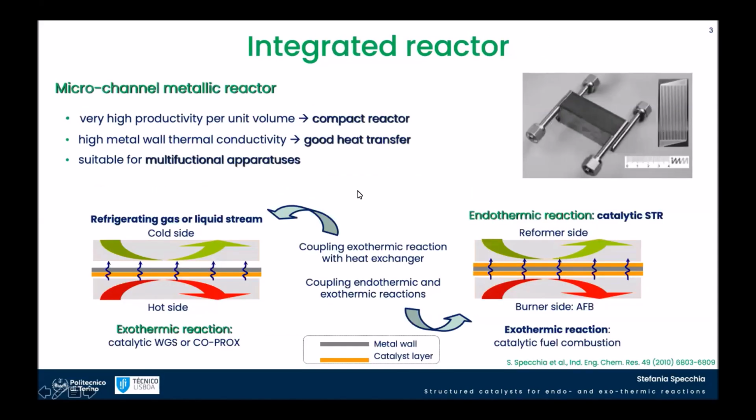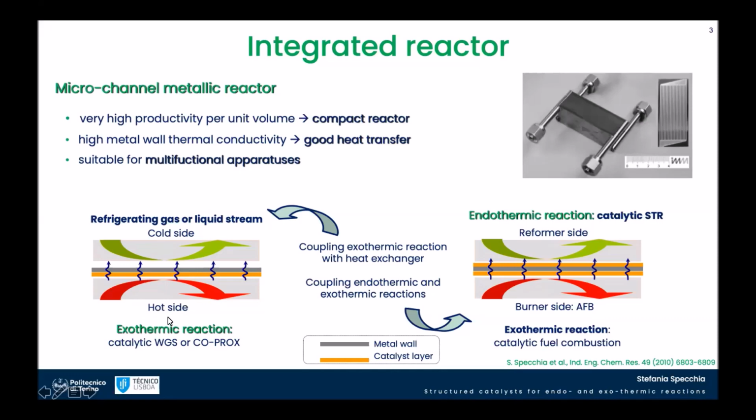We are also working on an interesting concept, which is the integrated reactor or microchannel reactors, where, using the idea of a heat exchanger, we can couple endothermic and exothermic reactions together. So the exothermic reaction can directly provide the heat to the endothermic reaction, so we don't have to provide extra heat for the reaction of interest. And here we have some examples.